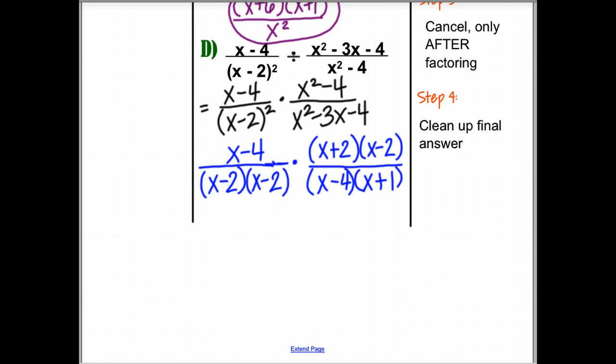Now we can cancel. I can cancel the x minus 4 with the x minus 4, and the x minus 2 with an x minus 2. And you see that what's left over cannot be combined, which leaves us with a final answer of x plus 2 on top and x minus 2 times x plus 1 on the bottom.